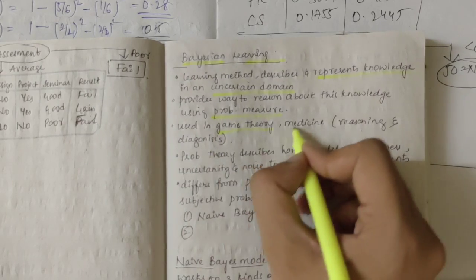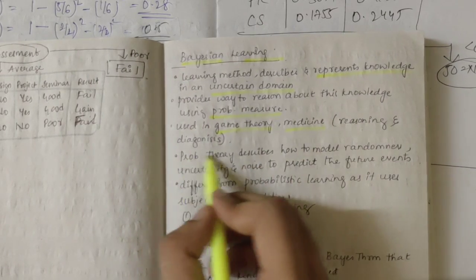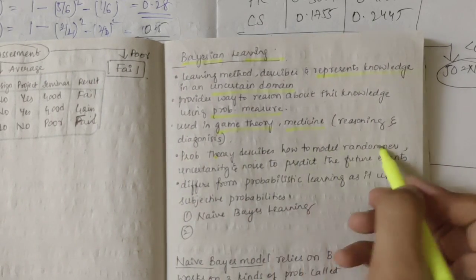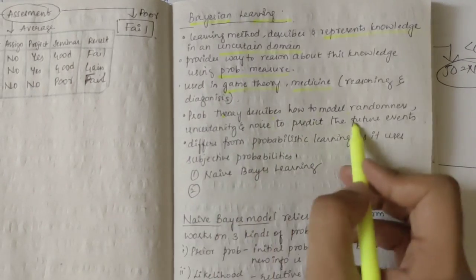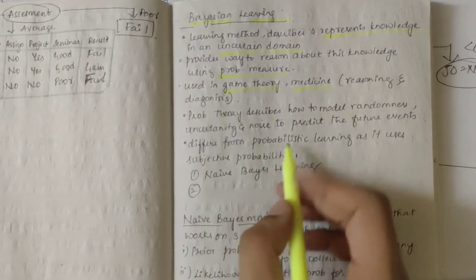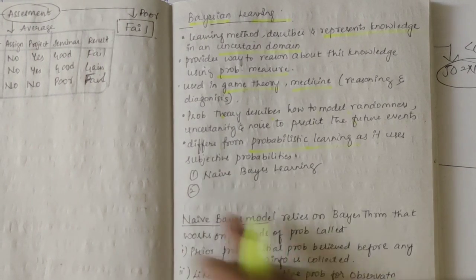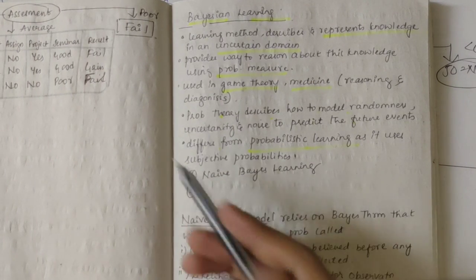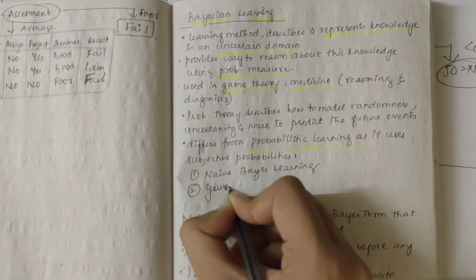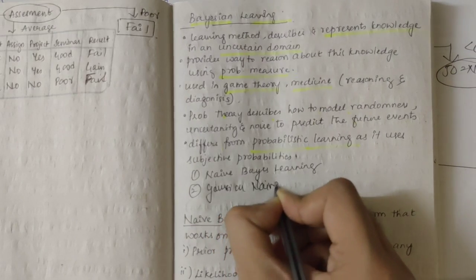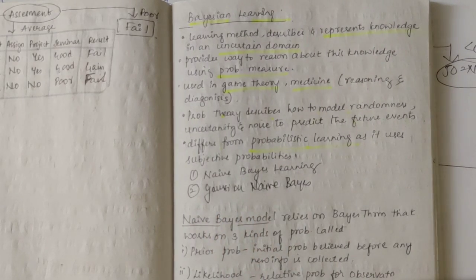It is used in game theory, medicine, reasoning, and diagnosis. Probability theory describes how to model randomness, uncertainty, and noise to predict future events. It differs from probabilistic learning as it uses subjective probabilities. So here we'll be making use of naive-Bayes learning and Gaussian naive-Bayes learning. Firstly, we'll look into the naive-Bayes model.